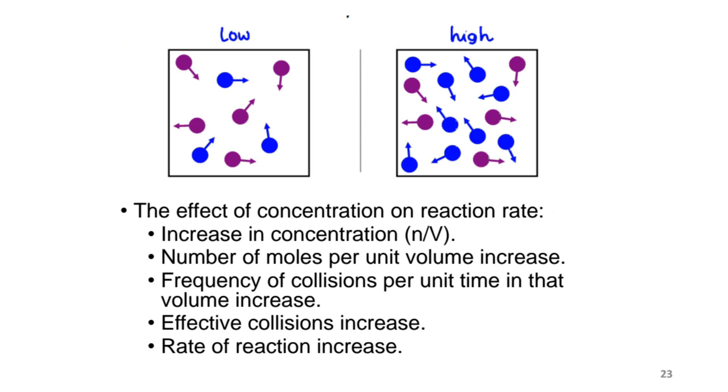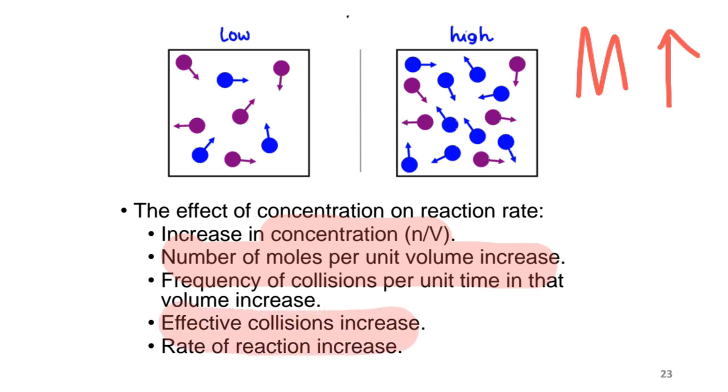When the molarity of reactants in solution increases, the number of moles per unit volume increases. This will increase the frequency of collisions between particles. So, effective collisions increase and therefore the rate of reaction increases.